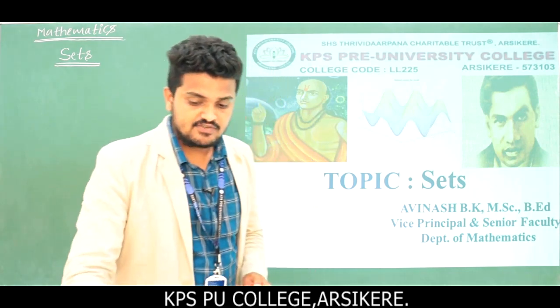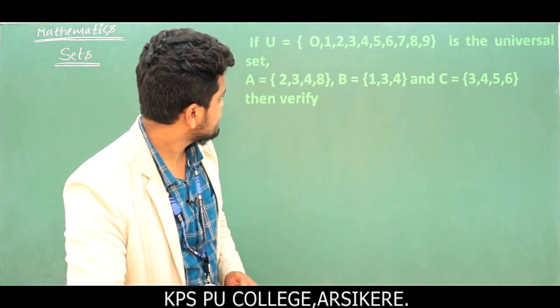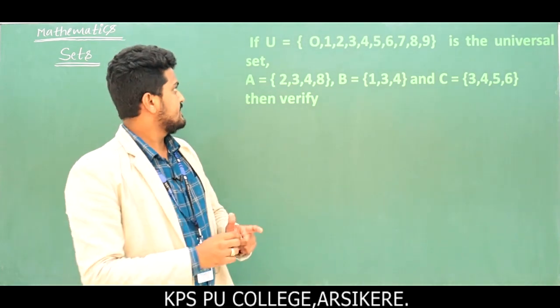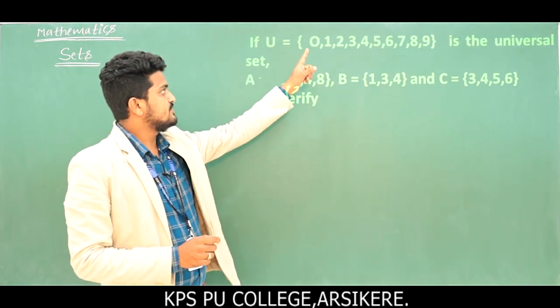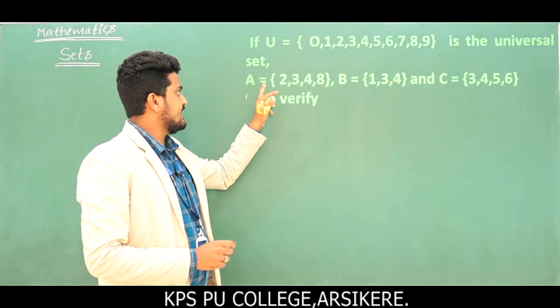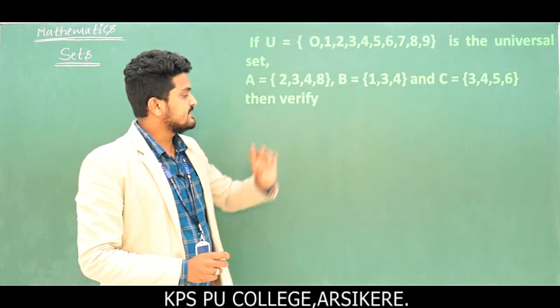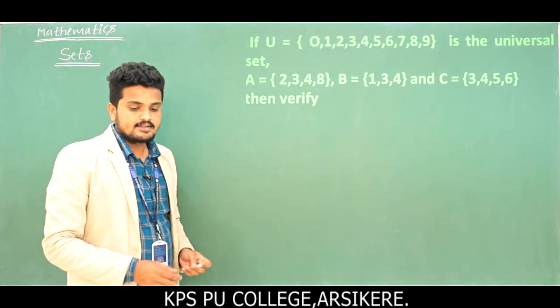In the first one, they have given that U is equal to 0, 1, 2, 3, 4, 5, 6, 7, 8, 9 as the universal set, A is equal to 2, 3, 4, 8, B is equal to 1, 3, 4 and C is equal to 3, 4, 5, 6. Then verify.